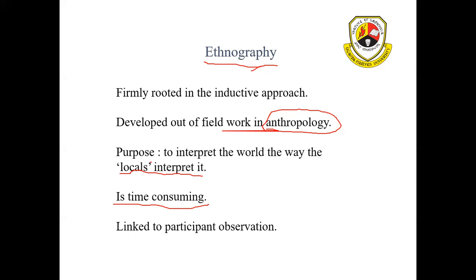So these locals can be anything. They could be part of a community, a rural community. They could be part of an organization. Anything, it could be anything, but you're really spending time with them. And what you're trying to understand is the culture that makes the participants make decisions according to the way they make them. Any question on ethnography? Do you have any question?